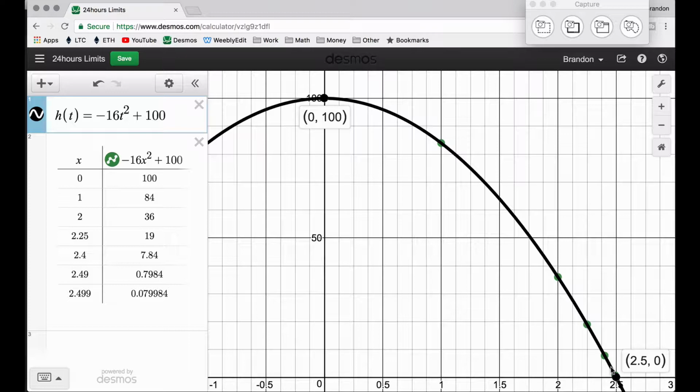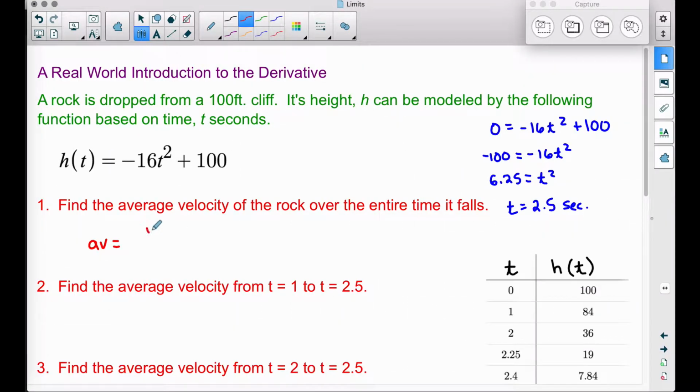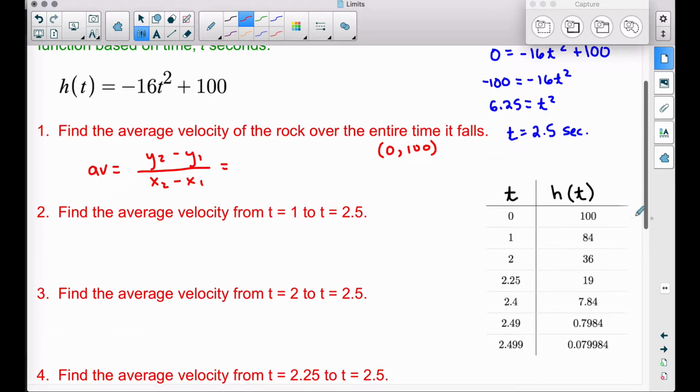The slope of that line is the average velocity over the entire time interval that the rock was in the air. So to find the slope of a line, we do y2 minus y1 over x2 minus x1. So what am I talking about? What is my y2, y1, x2, x1? We're talking about two dots here, or 2 points. One point is at 0, 100. That's when the rock was initially at the top of the cliff. And then at 2.5 seconds, we knew the rock hit the ground. So at 2.5 seconds, the height of the rock would be 0. These are the 2 points.